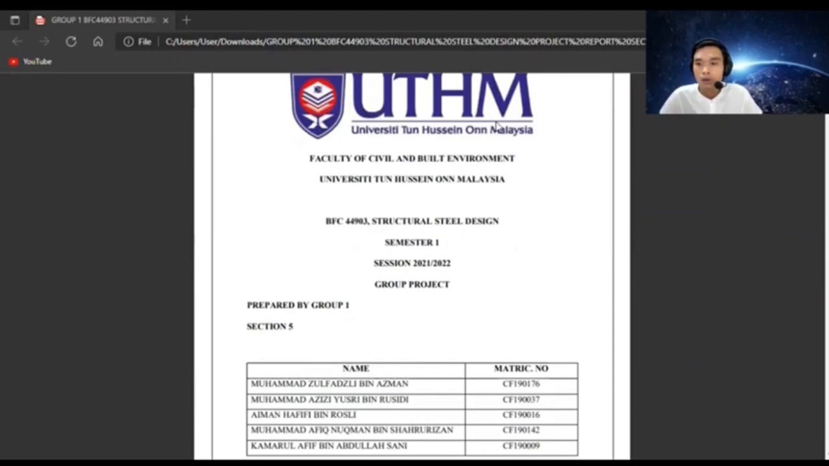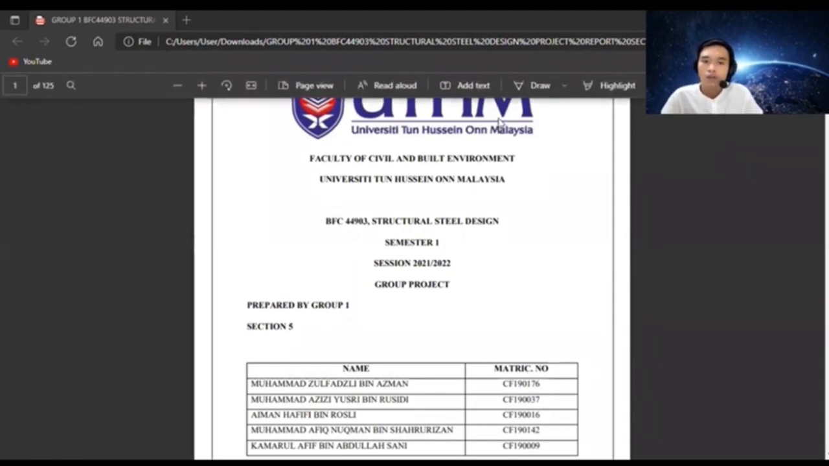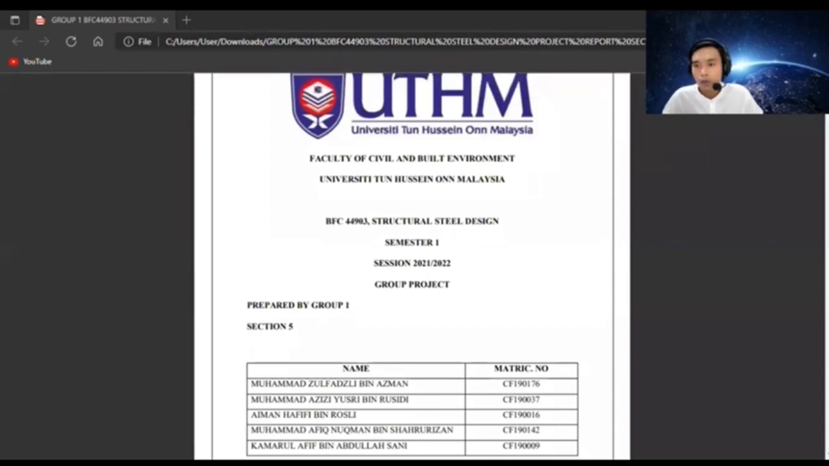We'd like to present about our group project for the subject Structural Steel Design PFC 44903. For the group work, we are divided by each member. For the AutoCAD, Azizi Yusri was assigned to do the design. And for the STAAD.Pro, I do the design process, and other members are doing some part of the calculation and some of the reports.